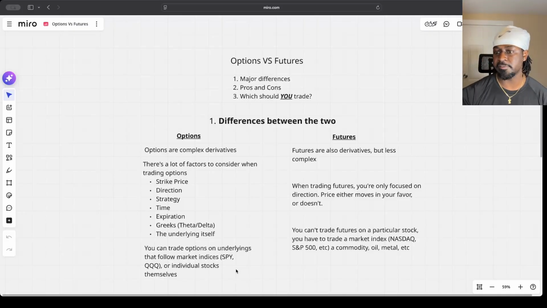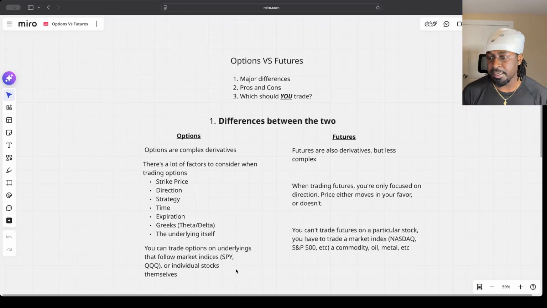Okay, now let's get into futures. So when trading futures, you're only focused on direction. All right, price either moves in your favor or it doesn't. There's no strike price that you have to choose. You don't have to worry about the expiration of the future contract because future contracts do have expirations, but not in the same way that an option contract has. There's no Greeks, there's no theta, there's no delta, so you don't have to worry about that, right?